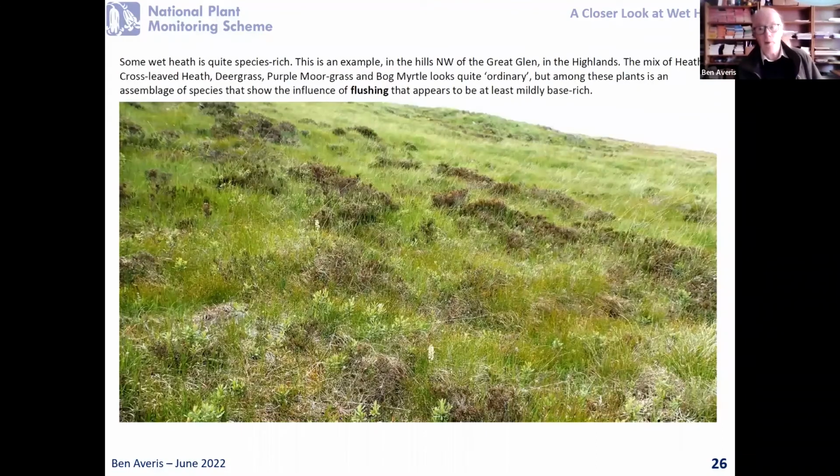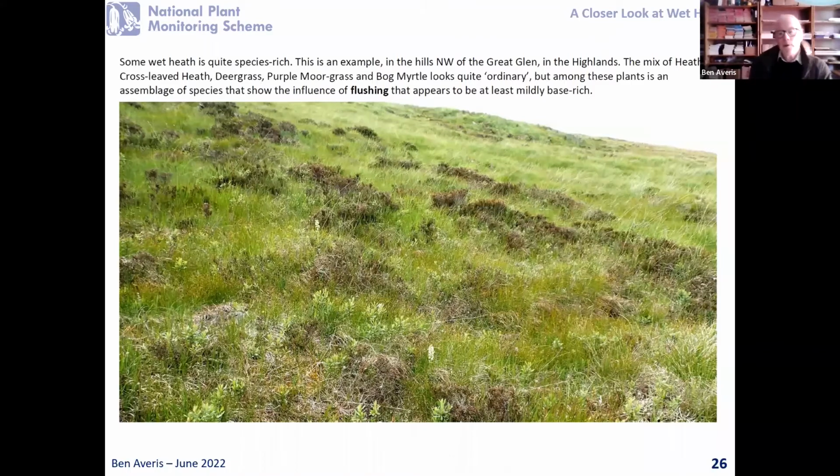Thinking of other appearances of wet heath. Here's one that's got heather, and it's got cross-leaved heath in there, not that you can see it very clearly. It's got deer grass, you see that goldeny tinge to some of the green, and it's got purple moor grass as well, and shoots of bog myrtle coming up. So in a way it's quite typical wet heath, showing a whole range of indicators. There's also a few spikes of some white orchids. We'll see some closer pictures of that in a wee while.